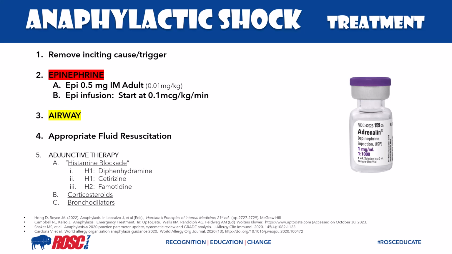This starts with IM administration of 0.5 milligrams for an adult using the 1 milligram per ml dilution. Now, back in the day, we referred to this as 1 in 1,000 epi. This has gotten confusing though and has led to medication errors, and for that reason, we should focus on the milligram per ml dilution. If needed, you can repeat this dosing every 5 to 15 minutes. Now, if you don't see improvement, or worse yet, the patient's decompensating further, you can start an epinephrine infusion starting at a dose of 0.1 mics per kilo per minute.